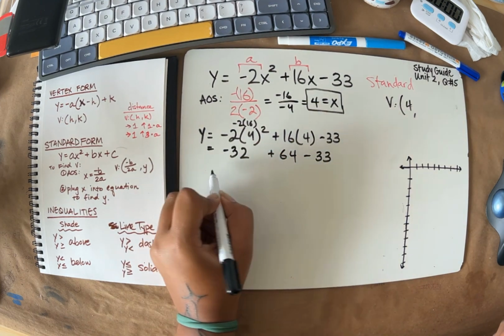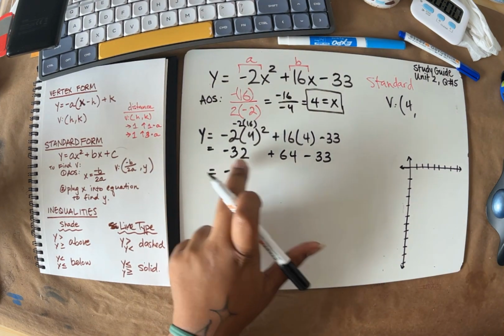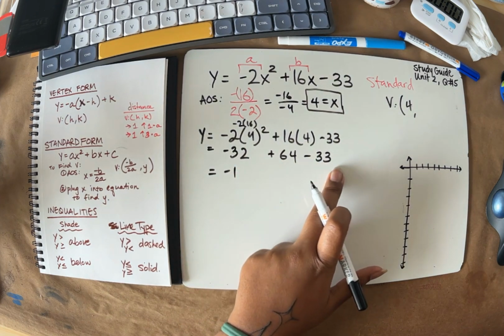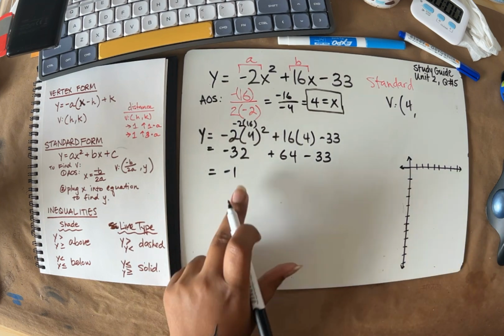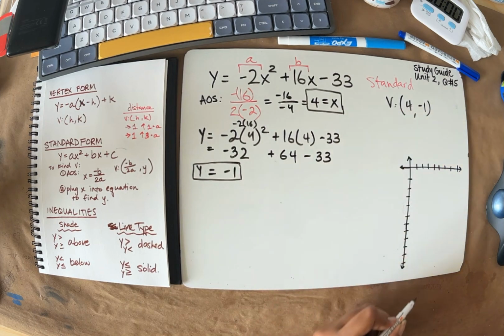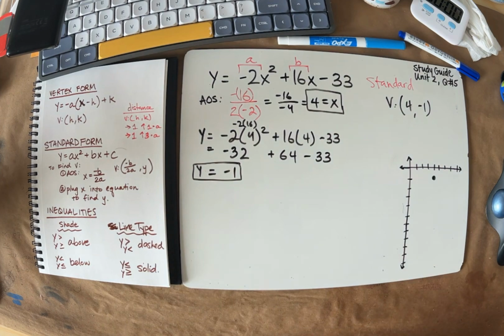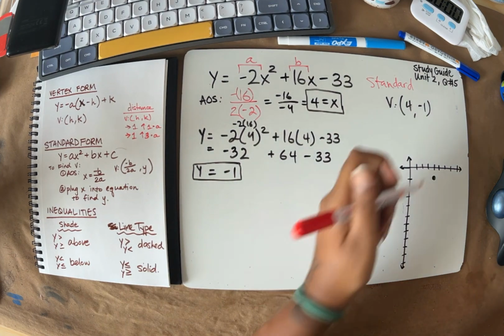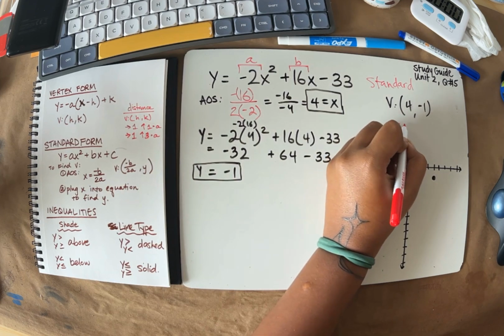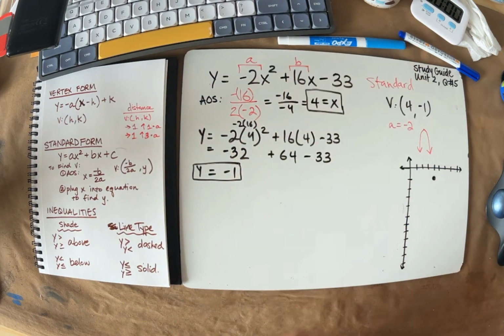Minus 33. So I have negative 1, I think. 33 plus 32 is 65. So negative 65 plus 64 gives me a negative 1 for my y value. So I have negative 1 as my vertex. So I have 4 comma negative 1. There it is. I know that my graph is going to be going downward because my a value is negative 2, which means my graph should be going this way, and it should be stretched because it's going to be multiplied by a factor of 2 for my y values.